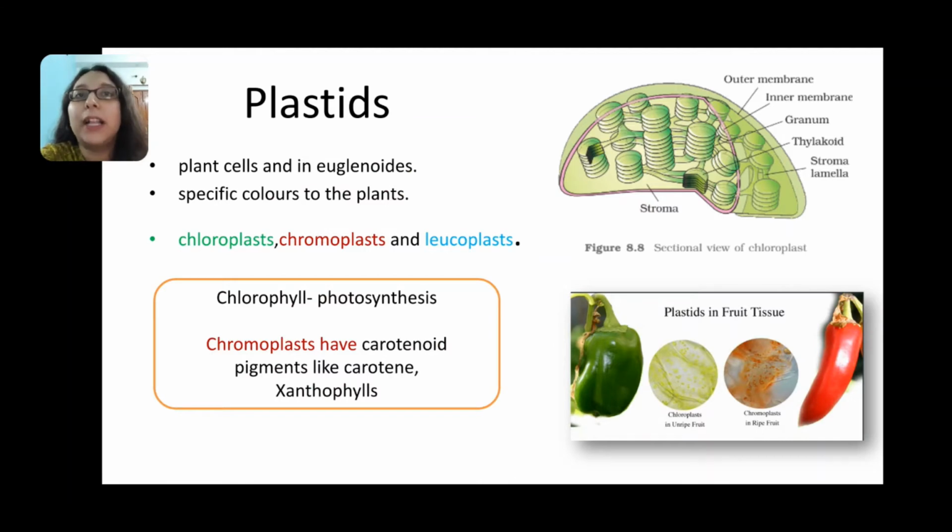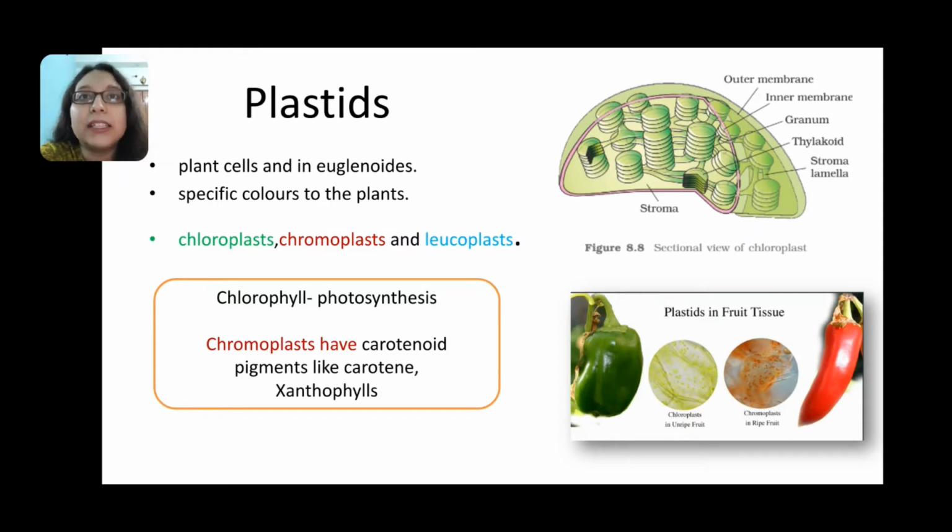Now we come to the plastids. Plastids are again present in plant cells and in euglenoids. And what is the specific function? The specific function depends on the color of the plastid. There are basically three different types of plastids. One is the chloroplast, then we have the chromoplasts, and then we have the leucoplasts. The chloroplasts basically contain chlorophyll pigment. They give the green color to the cells and mainly they are responsible for photosynthesis.